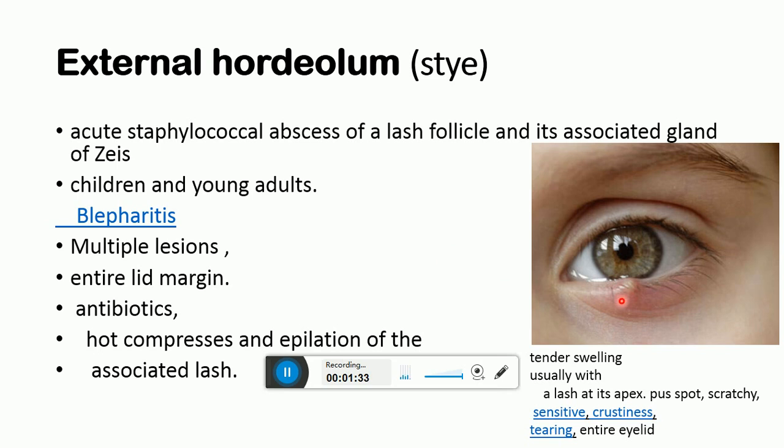So there may be multiple lesions, and the treatment is antibiotics. Oral antibiotics are occasionally given, and hot compression, and if there is a lash, epilation of the lash follicle.